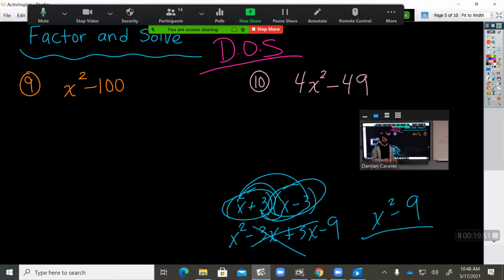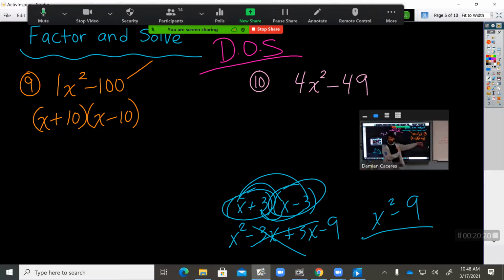So look at number 9. Put the two parentheses right below number 9. And watch how easy this is. What is the square root of 1x squared? 1x, 1x. Put 1 on each side. Now, what is the square root of 100? Remember, square root means what number times itself gives you 100? 10 times 10. So you put a 10 on each side. And now, both signs have to be different. So plus, minus. Doesn't matter if you put minus and then plus.